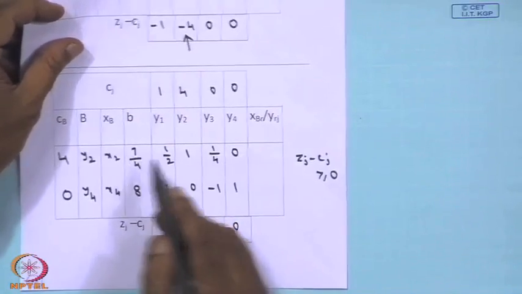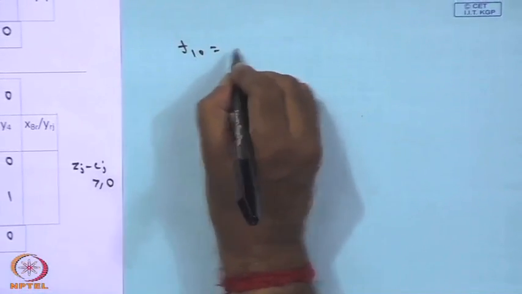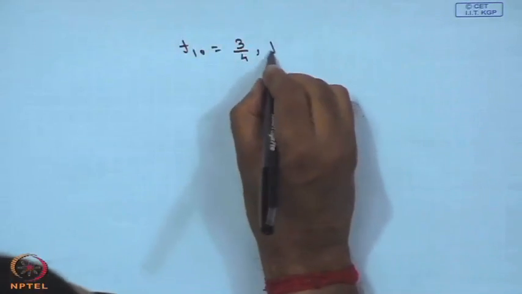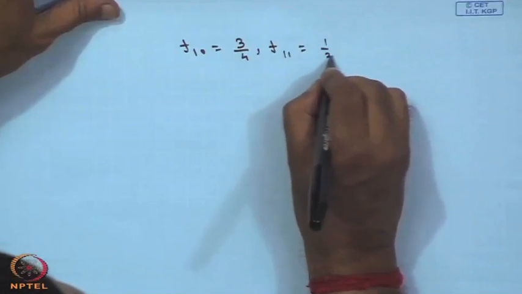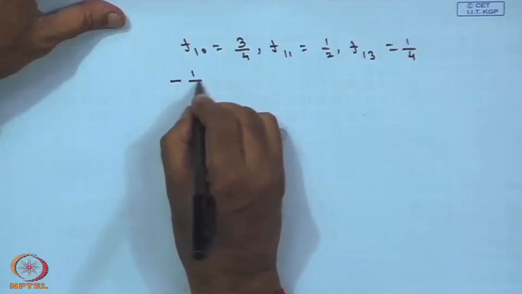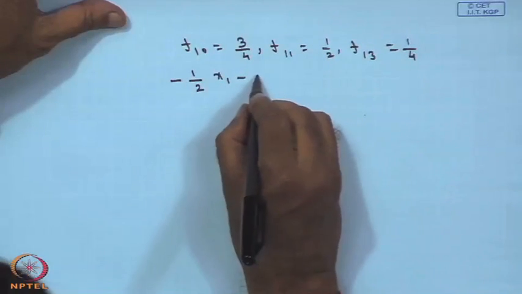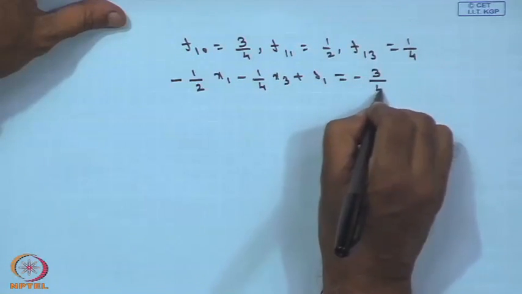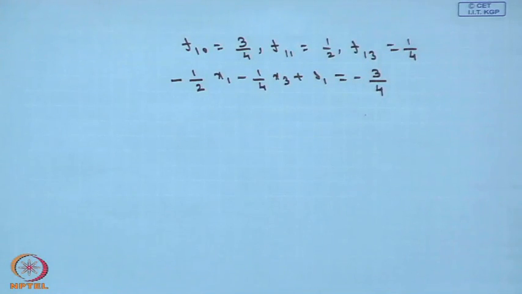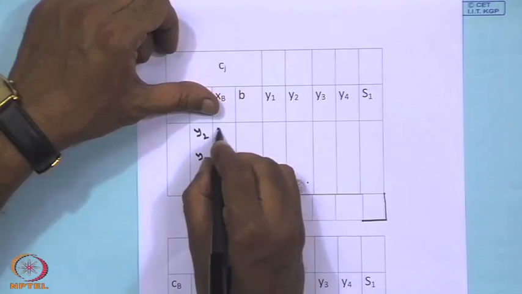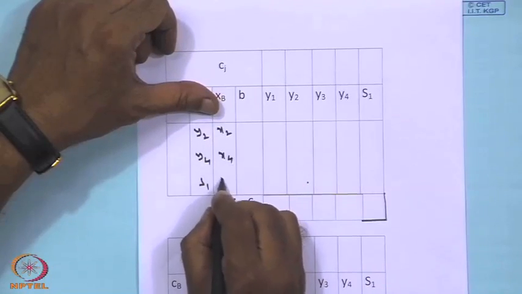Since x2 is fractional, you can take the fractional values: f10 is 3 by 4, f11 is half, f13 is 1 by 4. So, using the Gomory constraint I am directly writing minus half x1 minus 1 by 4 x3 plus s1, this is equal to minus 3 by 4. So, one more variable will now enter into the basis. Earlier there were y2 and y4, now you will have y2, y4 and s1. So, correspondingly you are having x2, x4 and s1.